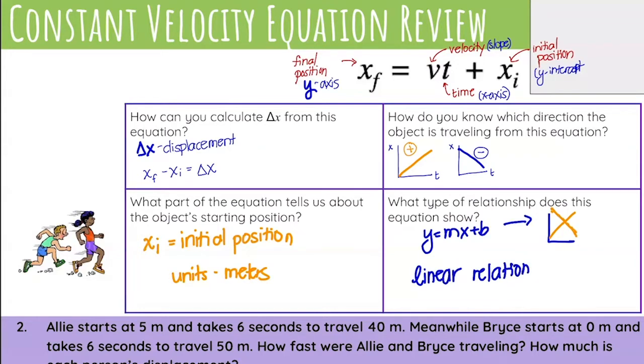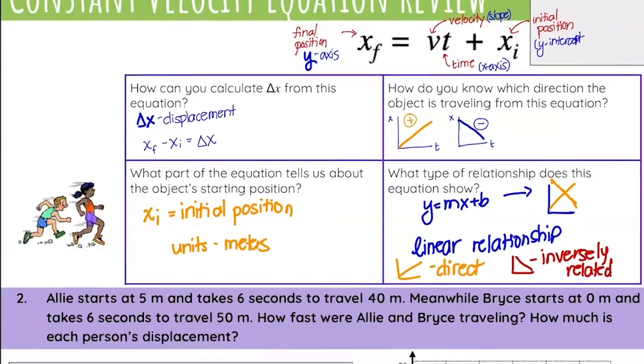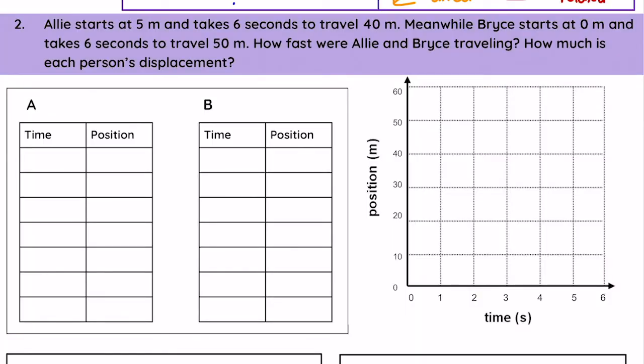And when it is positive, when it has a positive slope, this is a direct linear relationship. And when it is a negative slope like this, it is going to be inversely related. Okay, so that's that part.